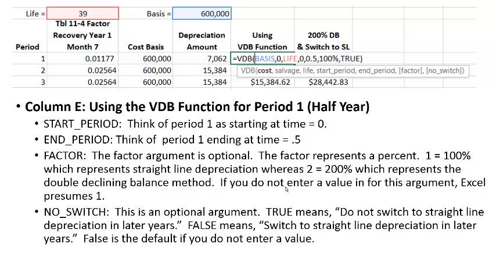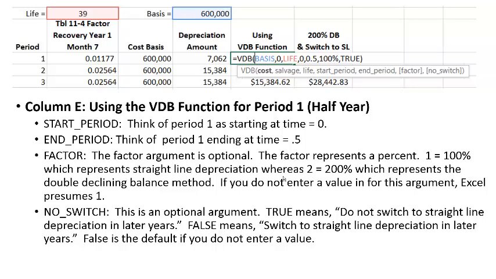No switch. This is an optional argument also. True means do not switch to straight line depreciation in later years. False, it's kind of a double negative. No switch, false. False means, yes indeed, switch to straight line depreciation in later years when it becomes beneficial. So if you don't enter anything, false becomes the default value.